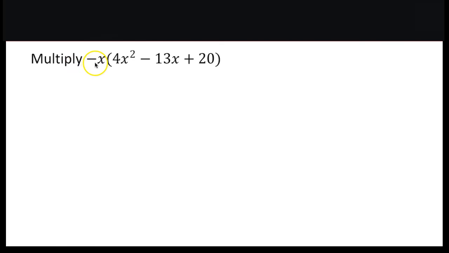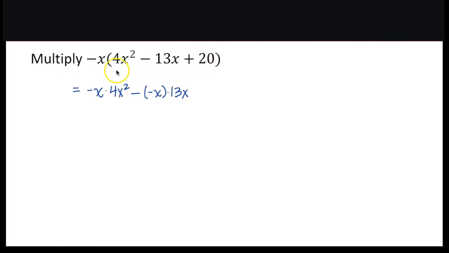In this next example, I want to multiply the monomial negative x times the polynomial 4x squared minus 13x plus 20. We'll start by multiplying the monomial to each term. So we're going to have negative x times 4x squared. Now the next piece, I'm going to go ahead and leave the subtraction symbol. So I have subtraction. And now I'm going to multiply negative x times 13x. Well, since there's already an operator here, I'm going to go ahead and keep the negative x in parentheses. So I have negative x times 13x.